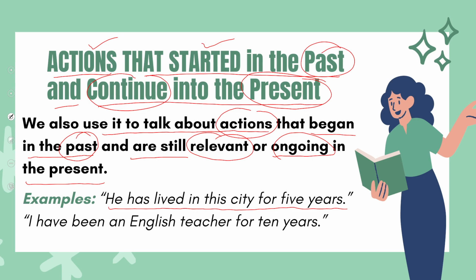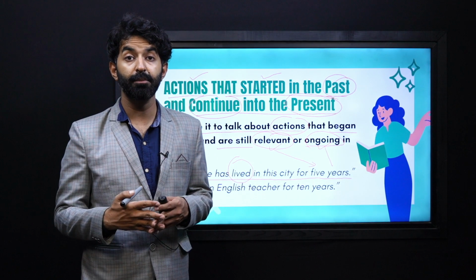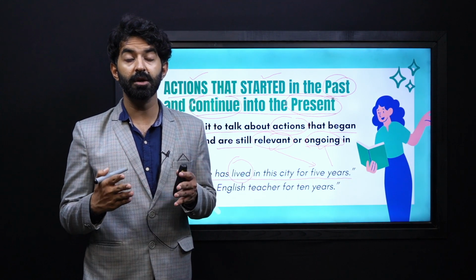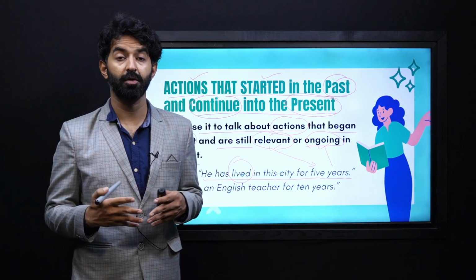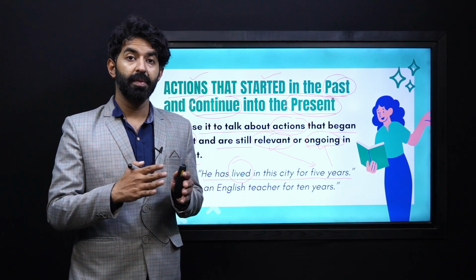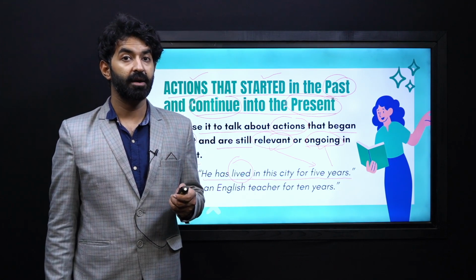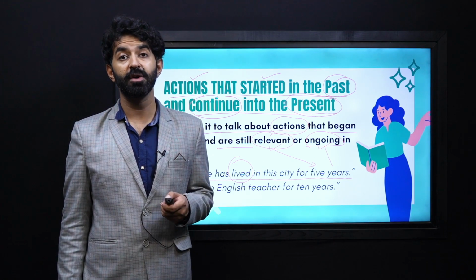Now, living here in the city, it has been 5 years. It is something that happened in the past when the speaker started living in the city, but it is still going on and it is relevant because the speaker is still in the same city. It has been 5 years and it's still going on. The time is being added. The speaker or the writer of this sentence is still in the same city, living the same kind of life. So this is an example of something that happened in the past, but it is still relevant and ongoing.